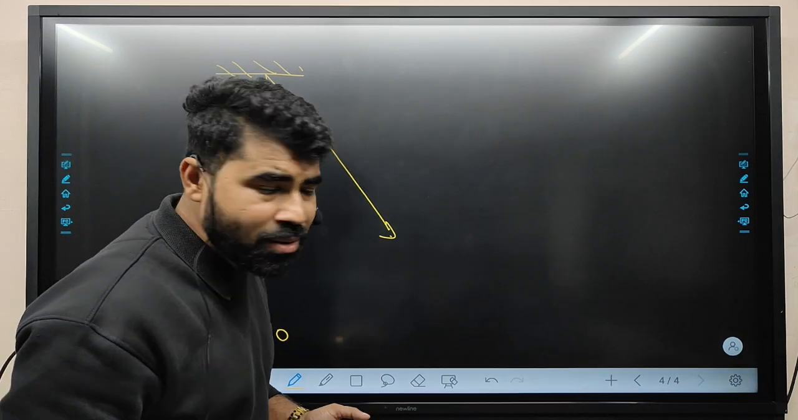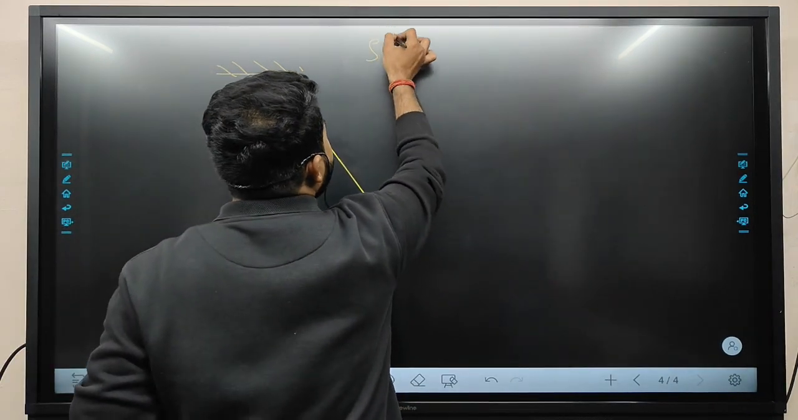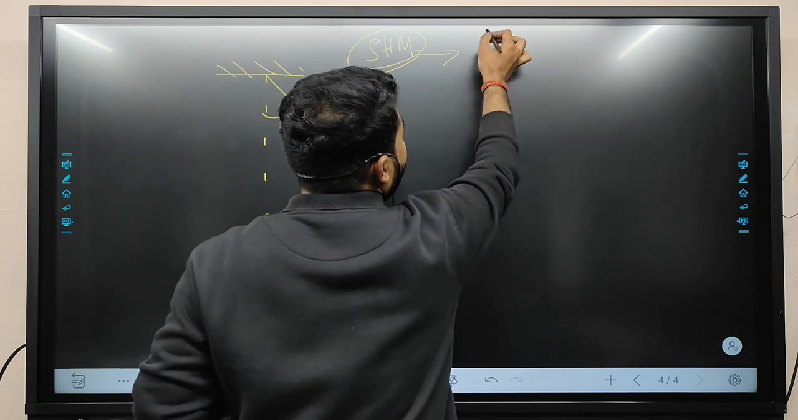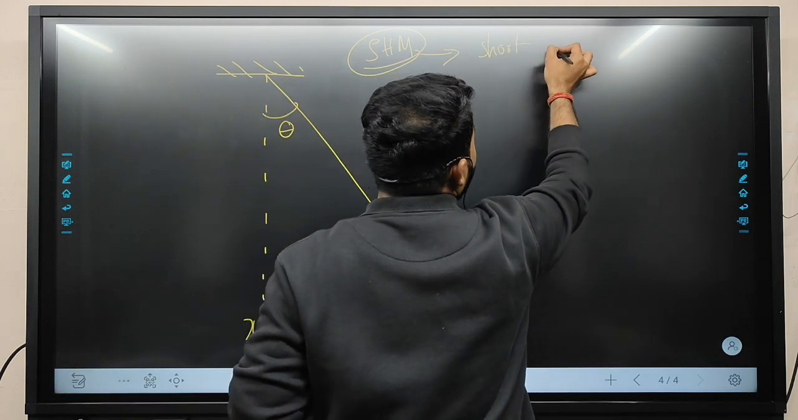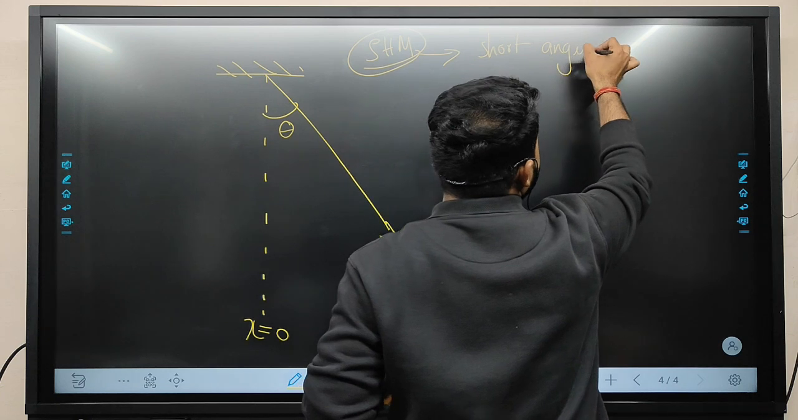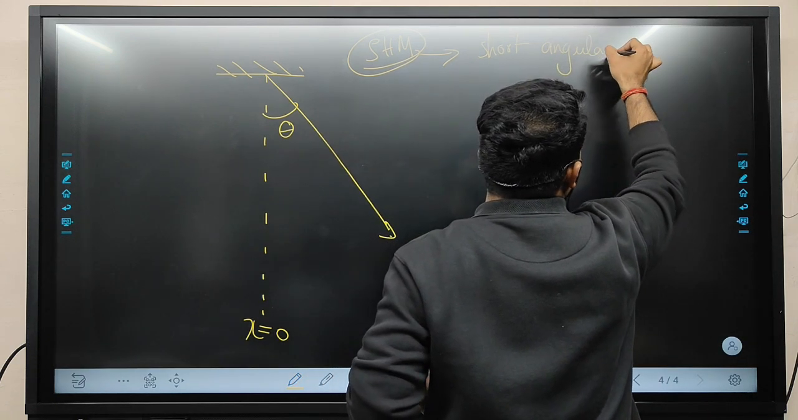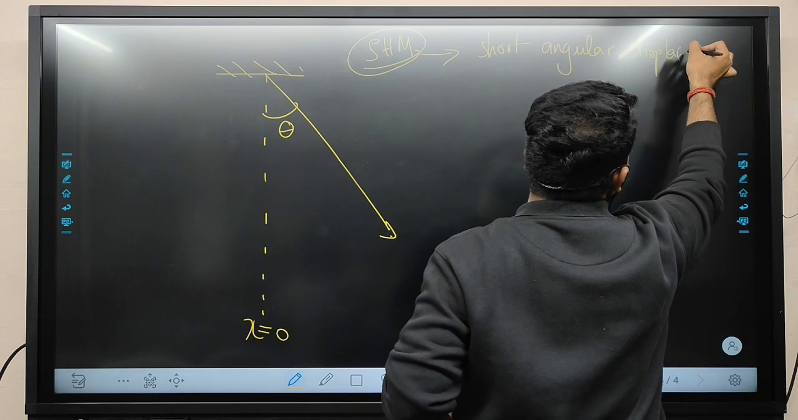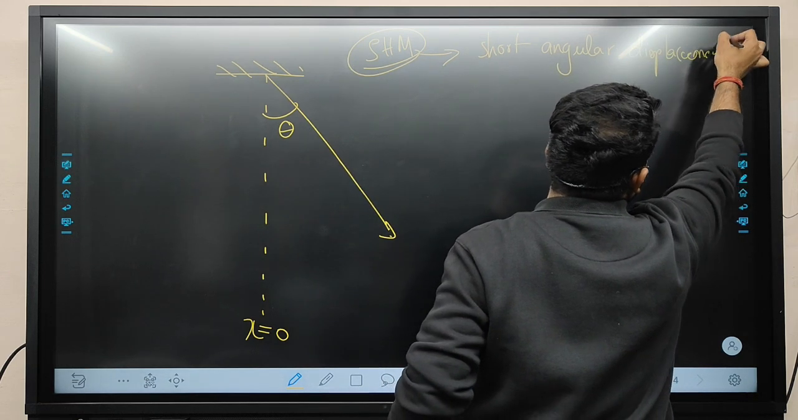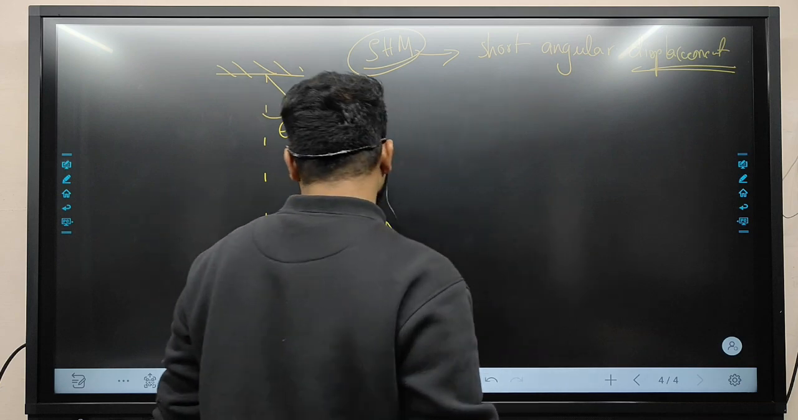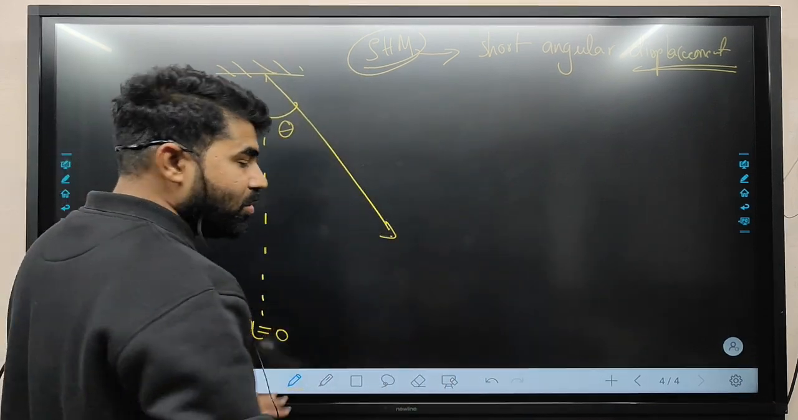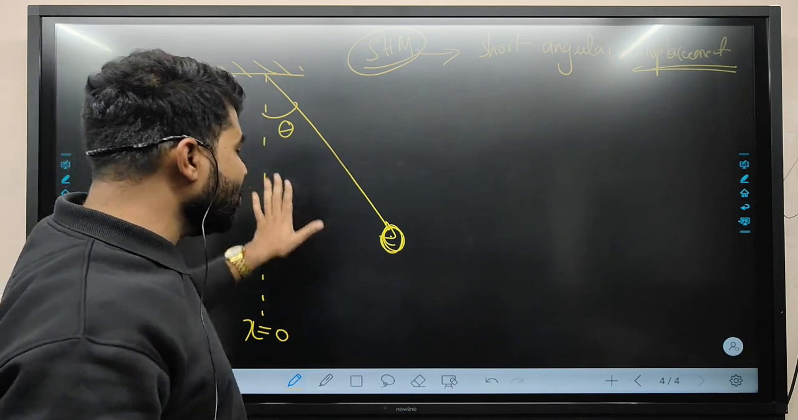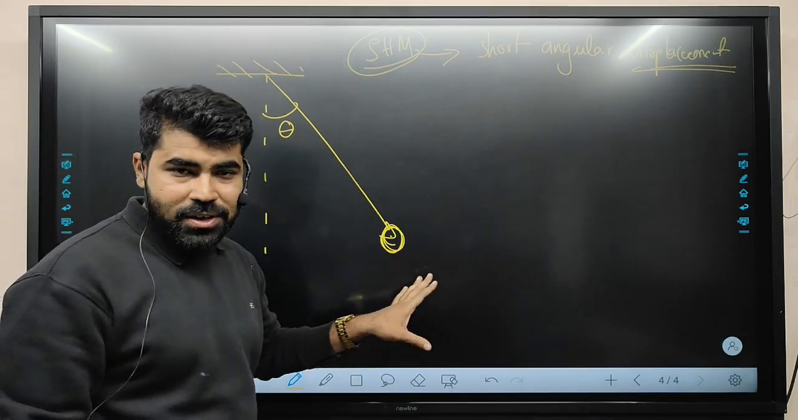What is the motion of the pendulum? The motion of the pendulum is SHM, simple harmonic motion, for very short angular displacement. Okay. Now for example, this is our pendulum. It has taken a theta angular displacement in this positive extreme.